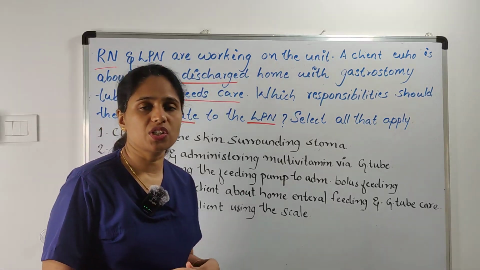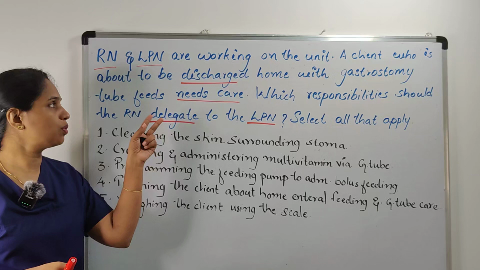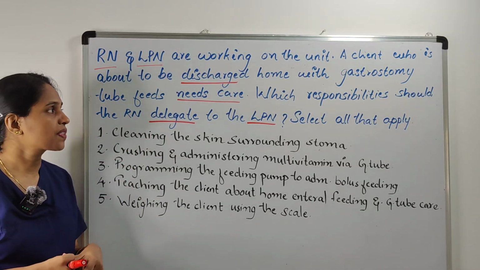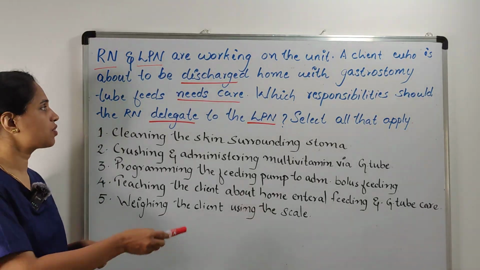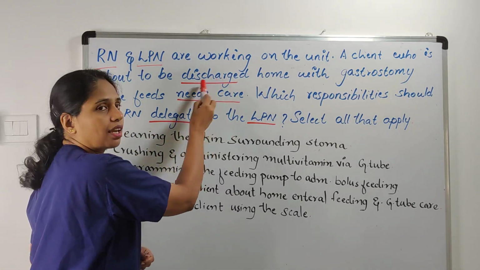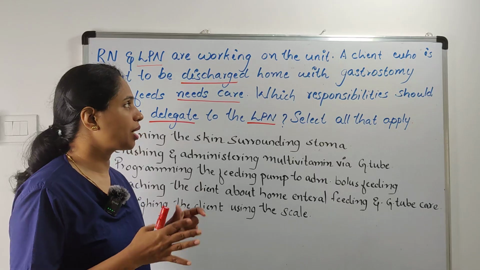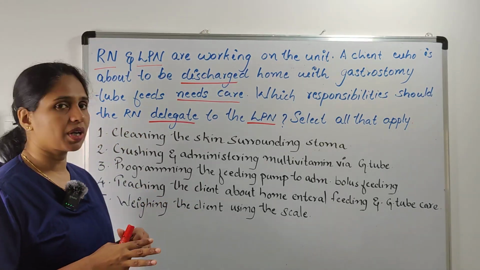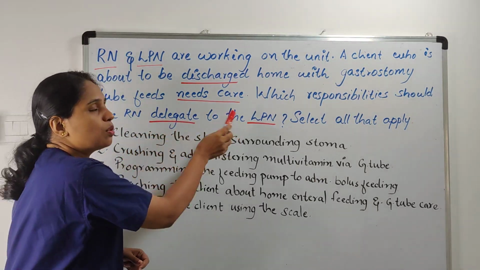The LPN as well as a registered nurse are working together in a unit where the patient is about to be discharged. At the point of discharge, you have to give instructions regarding how to feed the patient and how to take care of the gastrostomy. So that means the patient is getting discharged with a gastrostomy tube. And which responsibility should the RN delegate to the LPN?